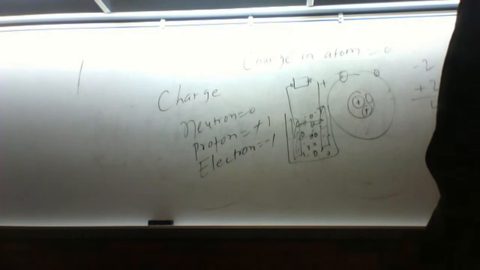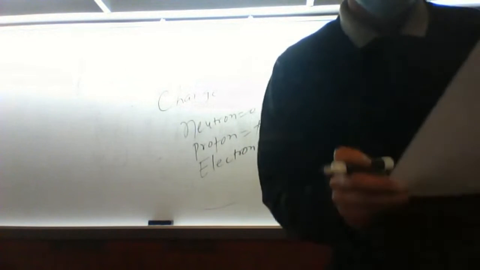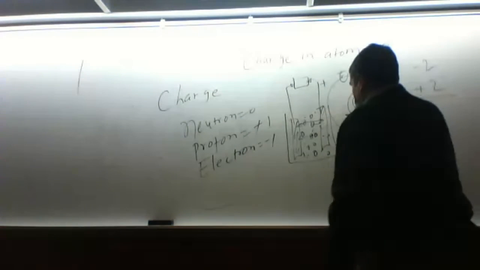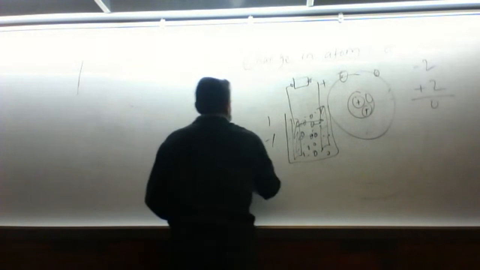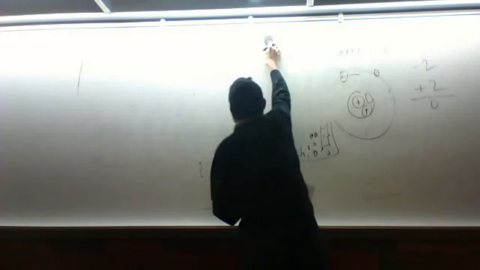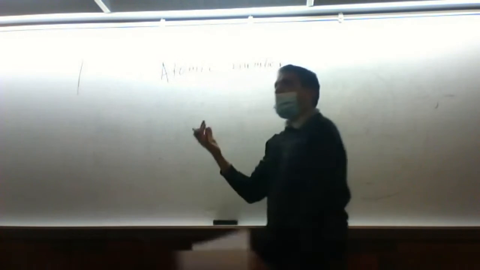I already wrote this on slide number 4. Now, good. So we talked about the atomic number. So what is atomic number? Atomic number is the identity of the element. It's just like your name. Yeah, atomic number is the identity of the element.